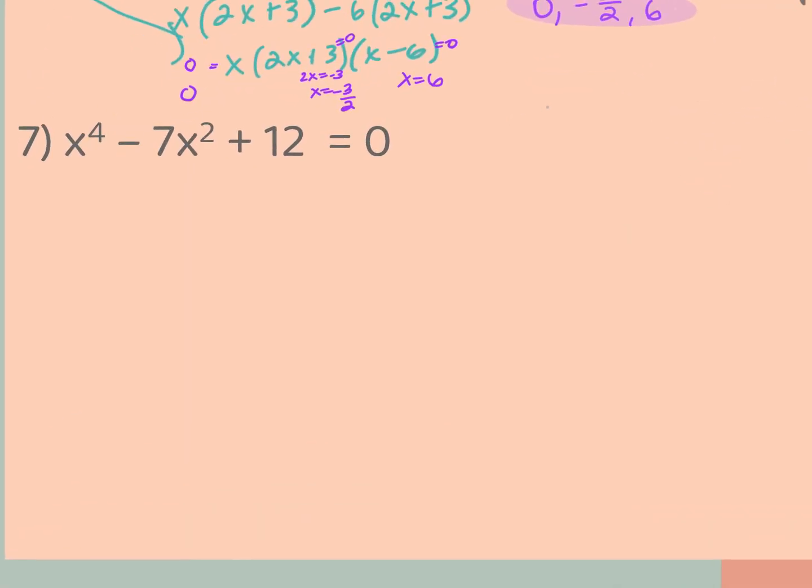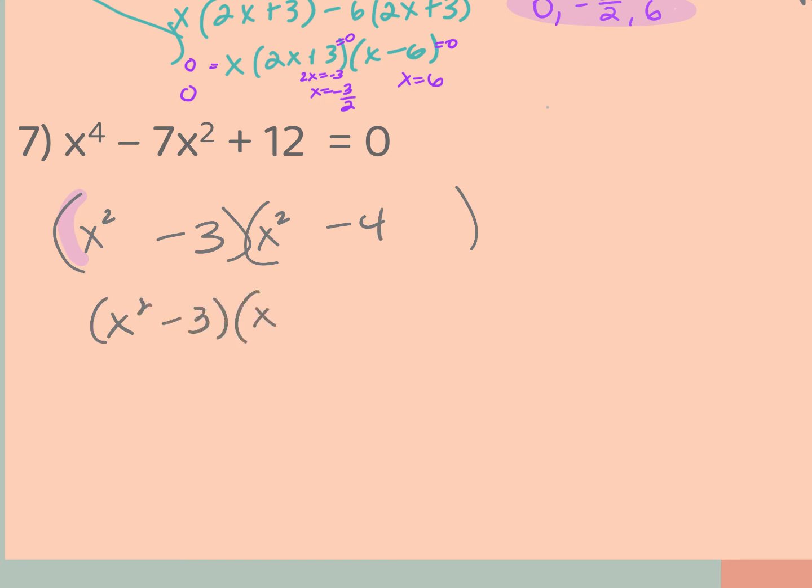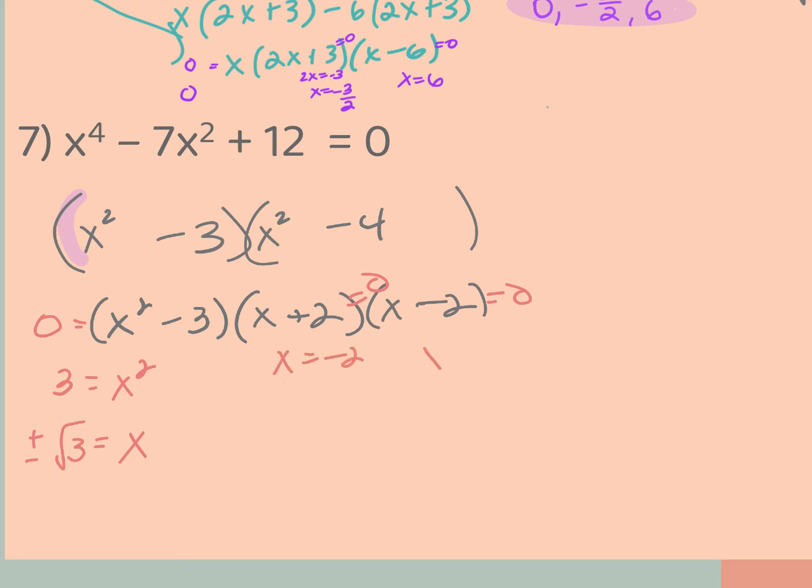Okay, you do 7. Just like the one before, the first term in each parentheses is going to be x squared. What are the factors of positive 12 that sum to negative 7? Negative 3 and negative 4. Good. I can keep going with the one on the right, because that's a difference of squares, so it can be x plus 2, x minus 2. Or you can use the square root property. It doesn't matter. Set them each equal to 0. I'd get 3 equals x squared, x equals plus and minus the square root of 3, and I'd get x equals negative 2 and x equals positive 2.